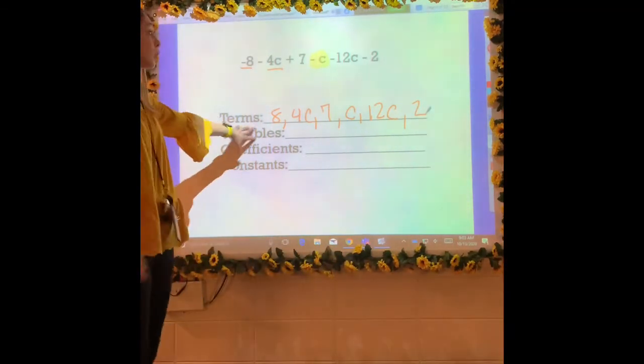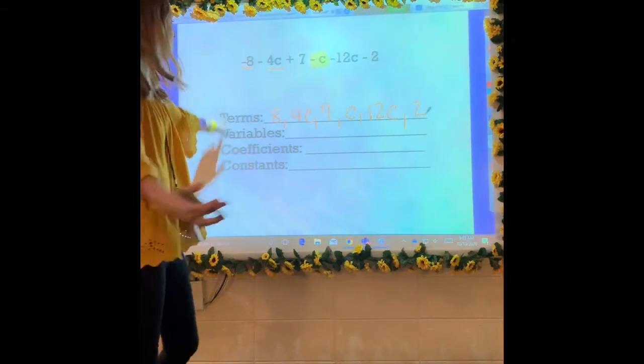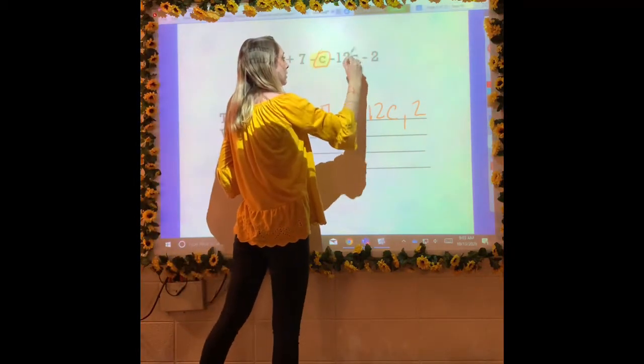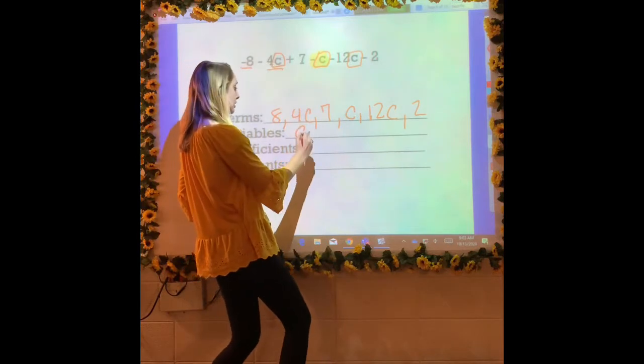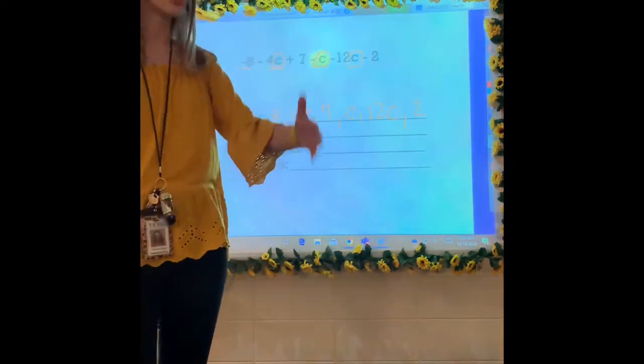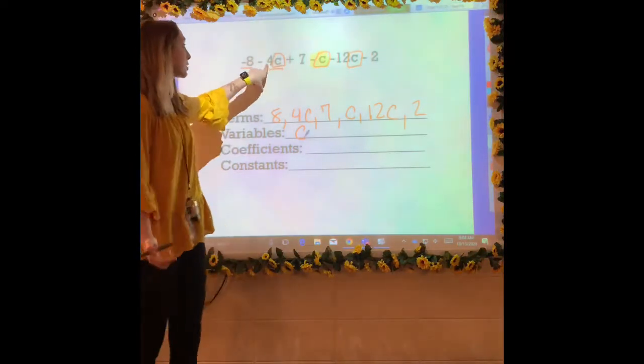The next one, we want our variables. Variables are our letters. The only letter we have in this case is C. So the variable is just a C. And then coefficients, remember, coefficients are attached to those variables. So which ones are attached? We have a -4.